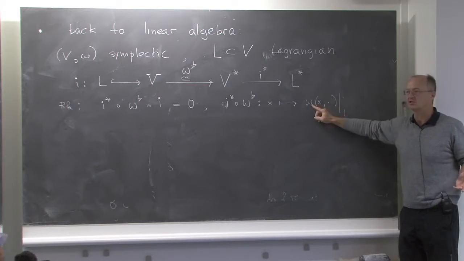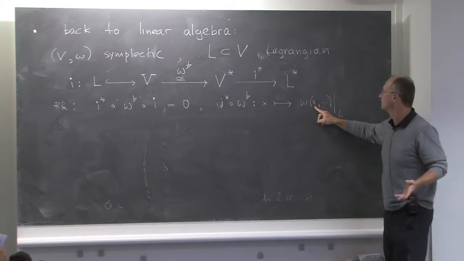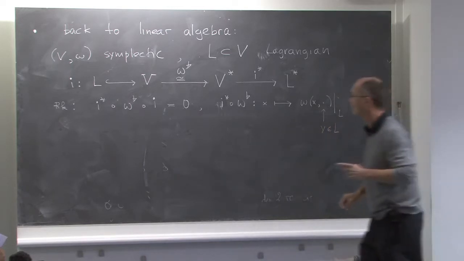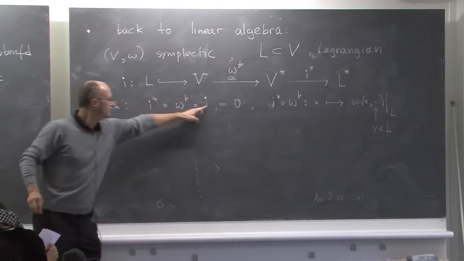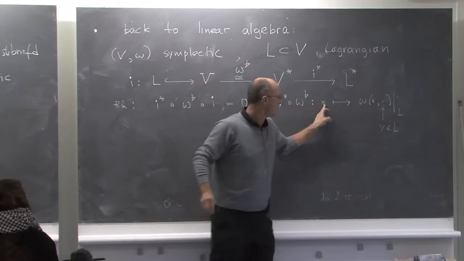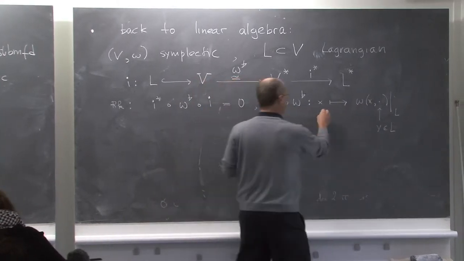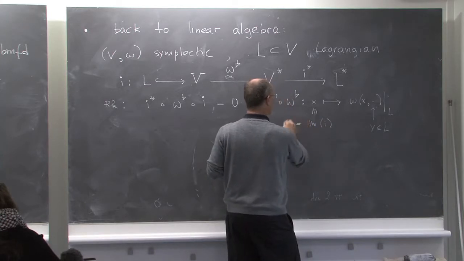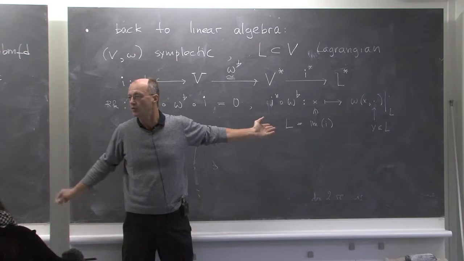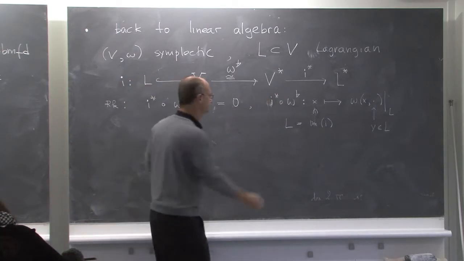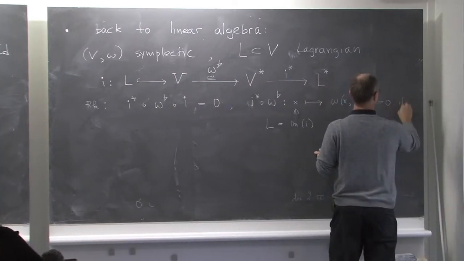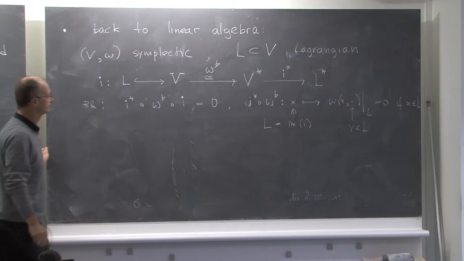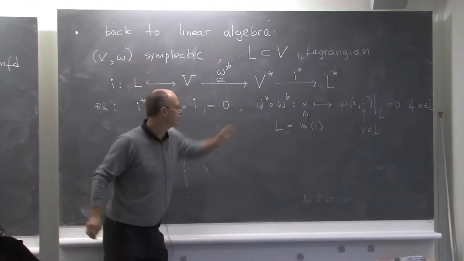But then L is Lagrangian. So if I compose with I, this would mean that this x should be from L. Now, if it is in the image of I, this means it is from L. And then if x and y are both from L, then this is zero, right? OK, so this composition is zero.